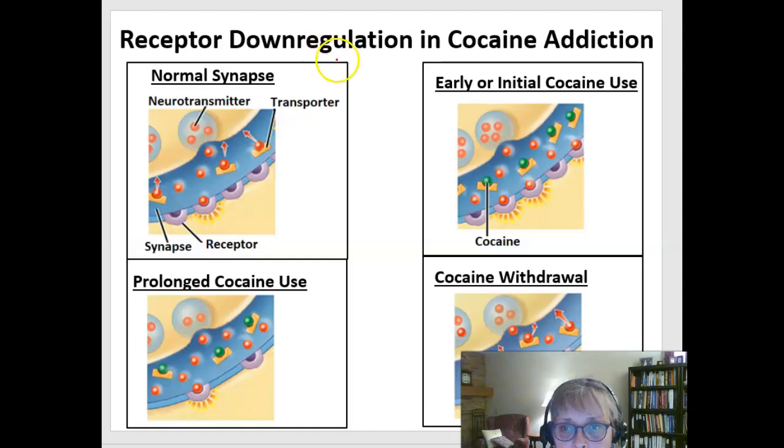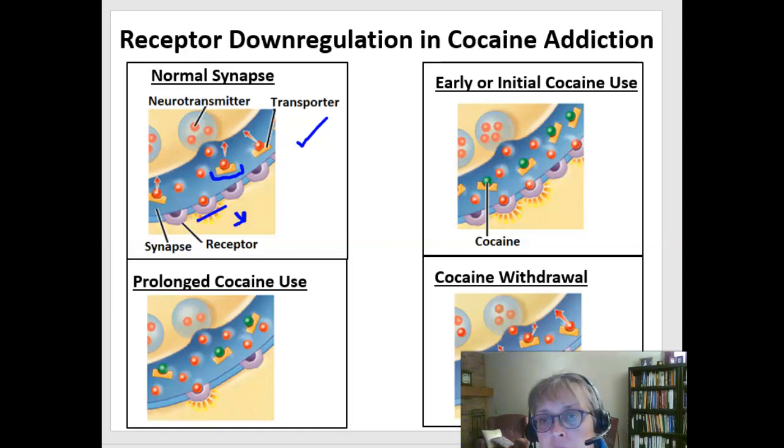Okay, so let's look at what happens in addiction. In a normal synapse, let's look at this first box here. You have a certain amount of neurotransmitter. I count 6 molecules, and you have 4 receptors. Due to the fact that the transporter is there, 1 in 4 receptors are stimulated, and then you get an appropriate response, an appropriate excitation.